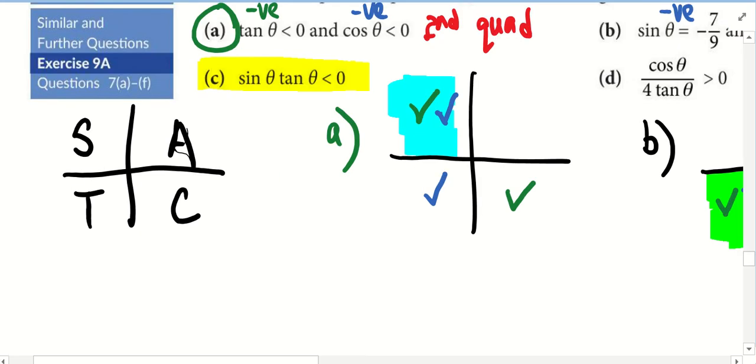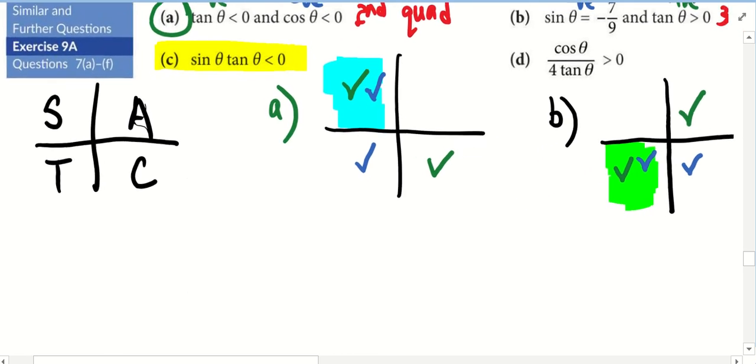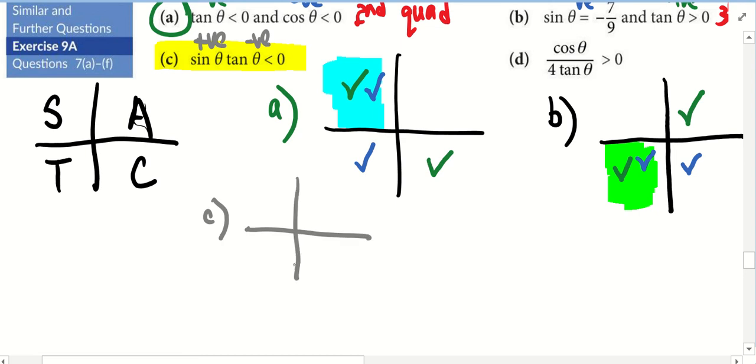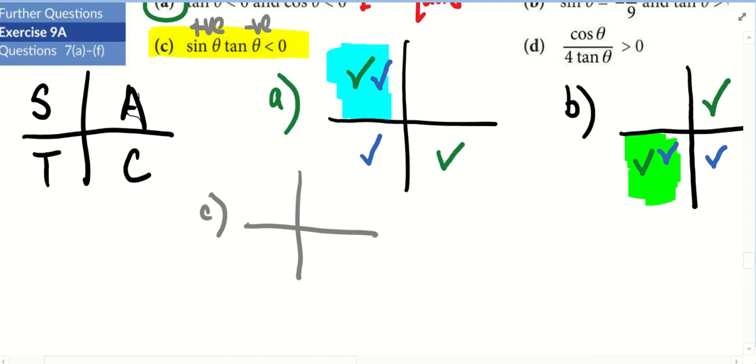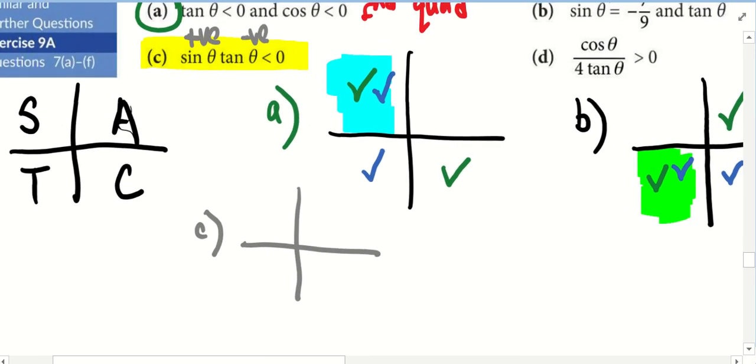So you see, for part C is slightly different. You need to consider option where sine is positive, tangent is negative. So if I take that option now, let me draw out. If sine is positive, which quadrant should it lie in, Jin Hao? Sine is positive. First and second. So I take first and second. But if tangent is negative, which quadrant should it lie in?